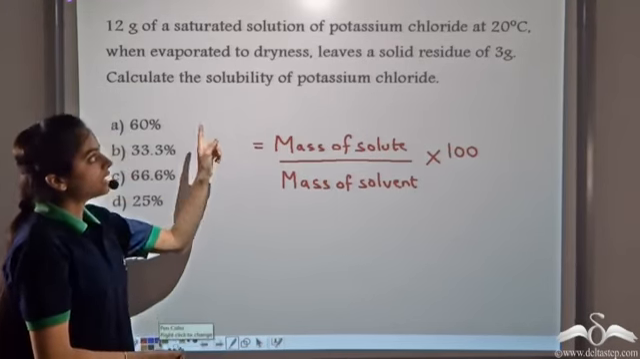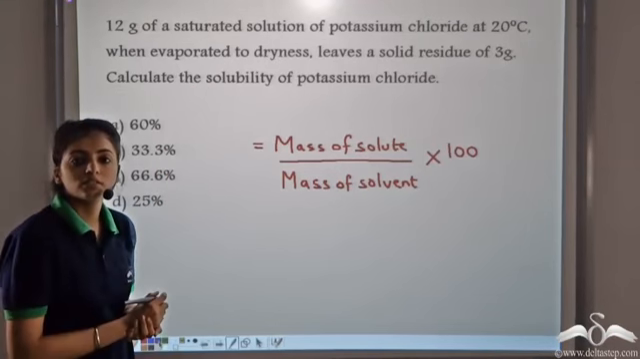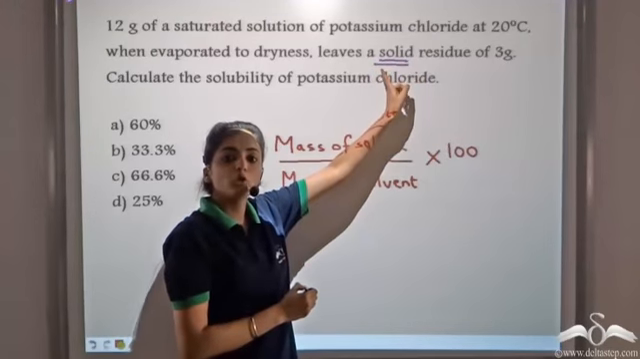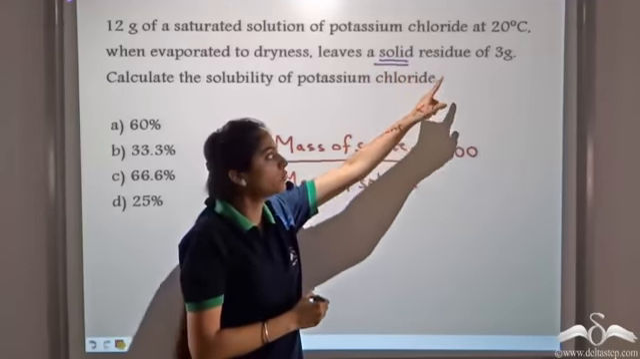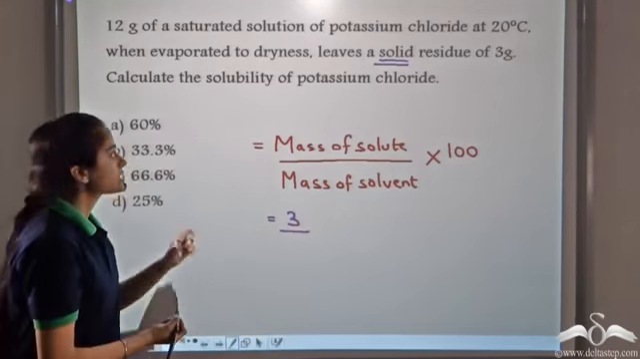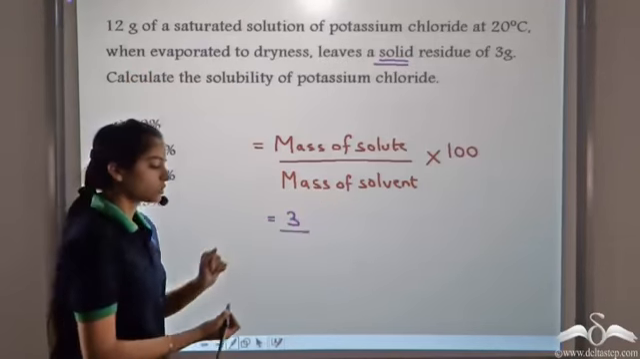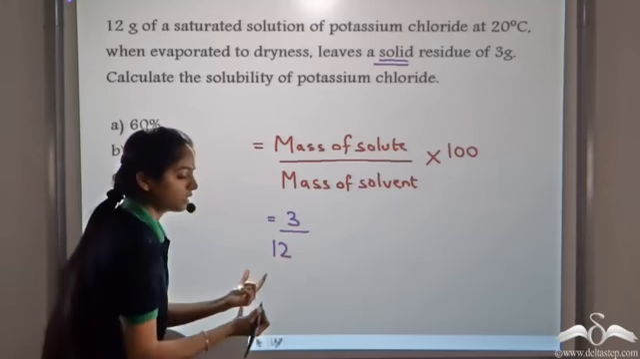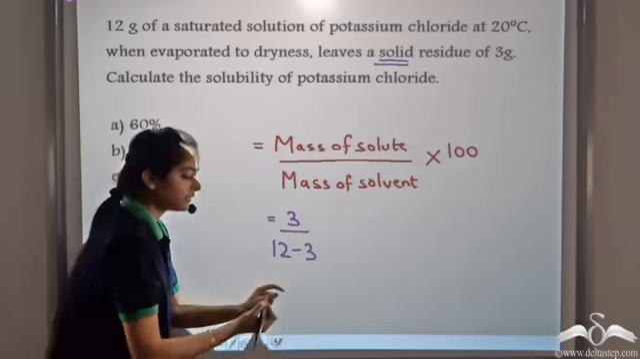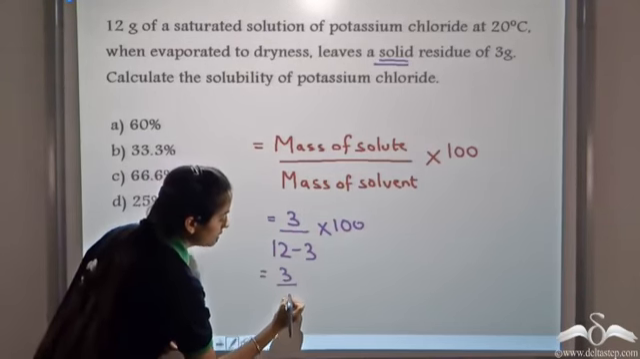Now it's given that when the saturated solution, the liquid is evaporated to dryness, we are just left with the solid residue. That is, now we have the amount of solute. So the amount of solute is 3 grams. And we started with 12 grams of solution. Now we want the mass of solvent. So mass of solvent is the amount of solution that we have minus the mass of solute that we have. So we get 3 by 9.